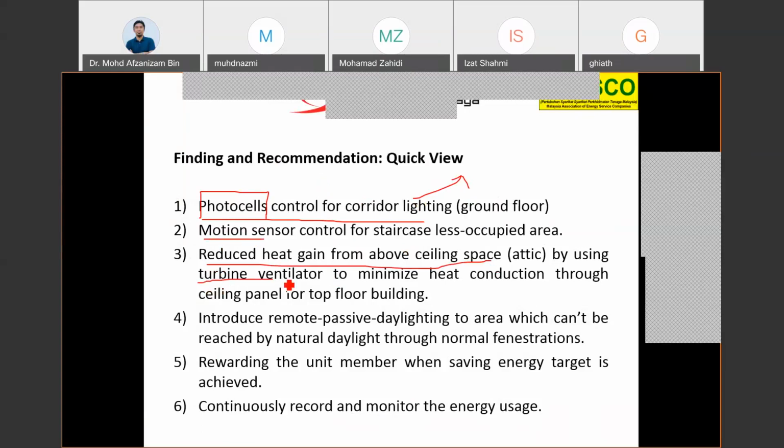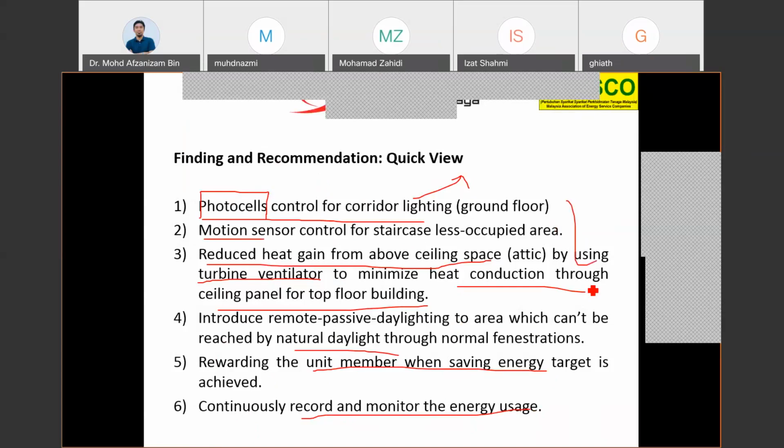Sensor, reduce the heat gain of the proceeding. So be ventilator, to minimize the heat production to the ceiling panel for the top building. Introduce remote passive daylighting to areas which can be reached by natural daylighting. Reward the unit member when the energy target is achieved. Potential record and monitor the end user.